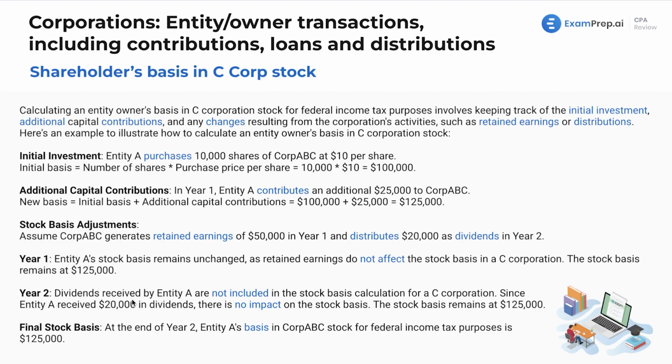In year two, dividends received by Entity A are not included in the stock basis calculation for a C Corp. Since Entity A received $20,000 in dividends, there's no impact on the stock basis, and as such, it would remain at 125. Now, let's see what happens with those dividends. Let's say that Entity A receives the dividends, pays tax on them, and maybe after tax, they've got $15,000 left in cash from those dividends. If Entity A decides to reinvest that money, then that would, of course, increase the basis in the stock. The final stock basis here is going to remain unchanged from that initial 125 we had from the additional capital contribution. So we got 125.